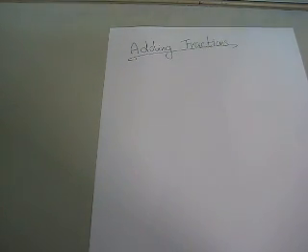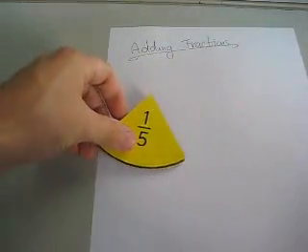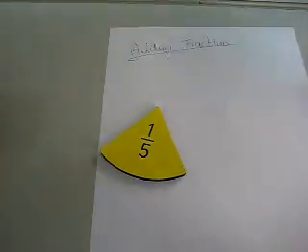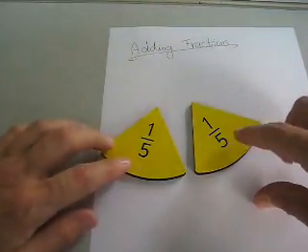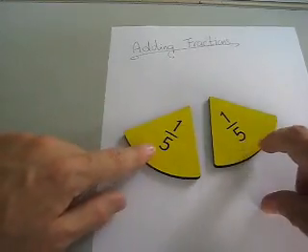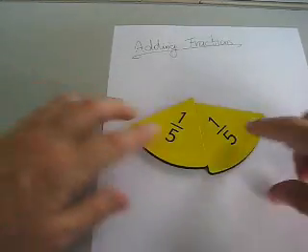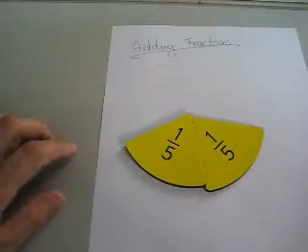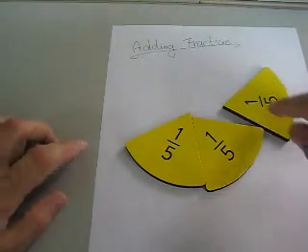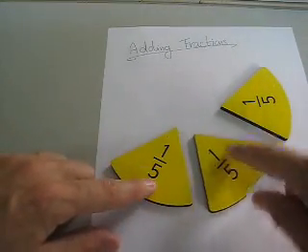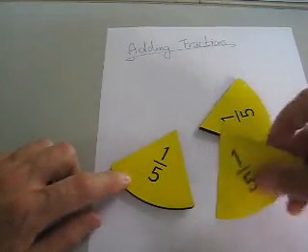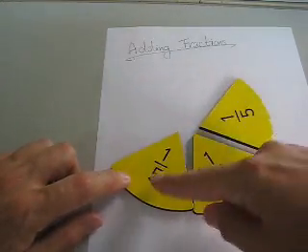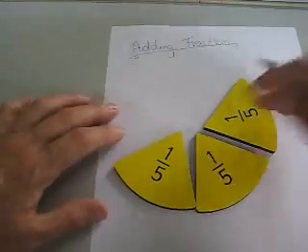Hi, let's have a look at adding fractions. Let's imagine I've got 1/5 plus 1/5. When we see it visually, we can easily see that I have 2/5. Bring in another fifth. I've got 1, 2, 3/5. Each piece is 1/5, and I have 3 pieces.